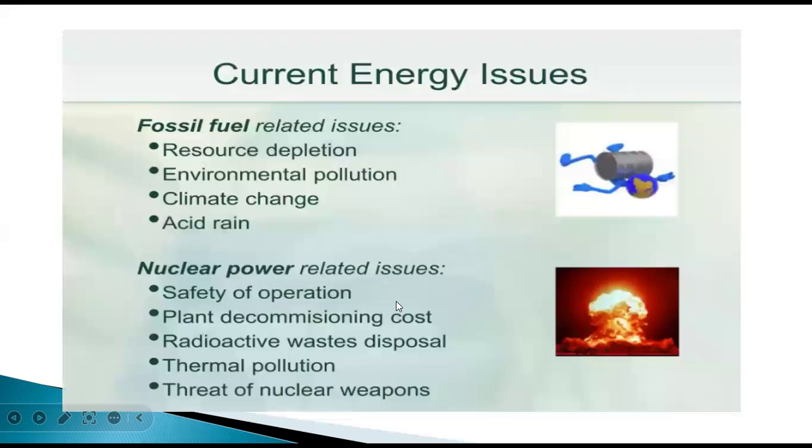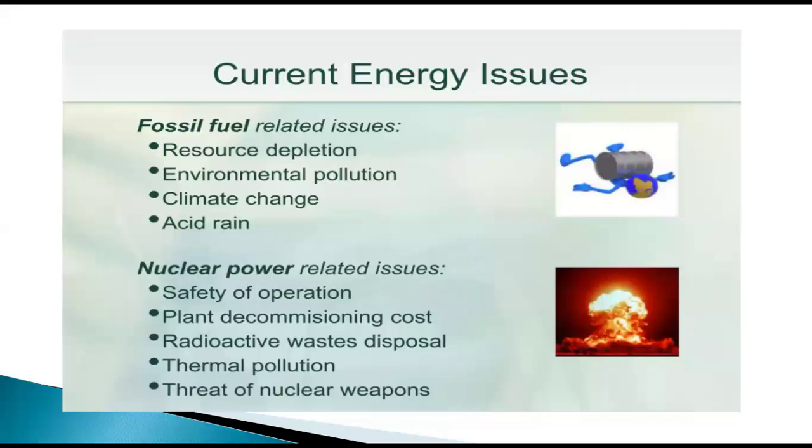Okay, so what are the current energy issues? Fossil fuel related issues. The current energy use issues are, first, resource depletion, next environmental pollution, climate change, and acid rains. These are the four different types of problems related to fossil fuels.